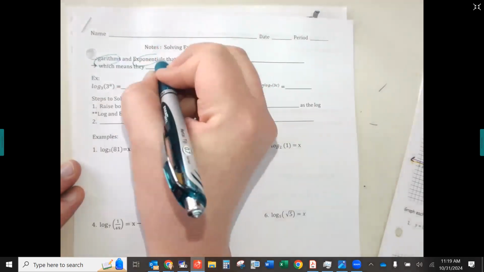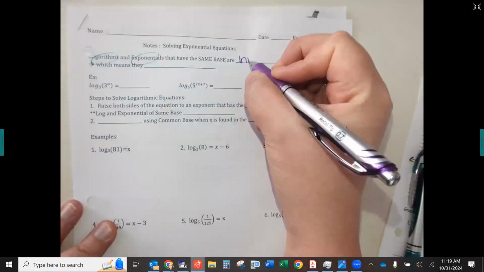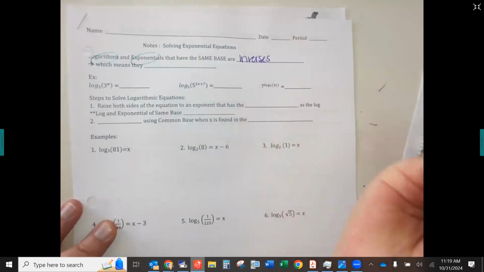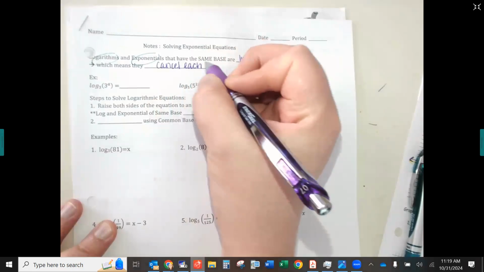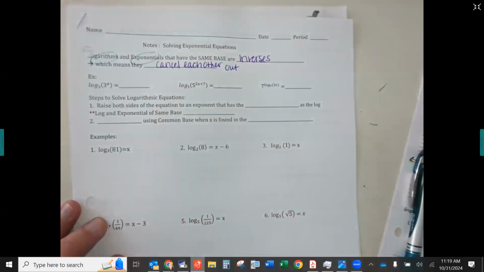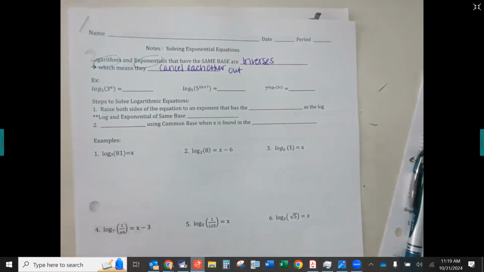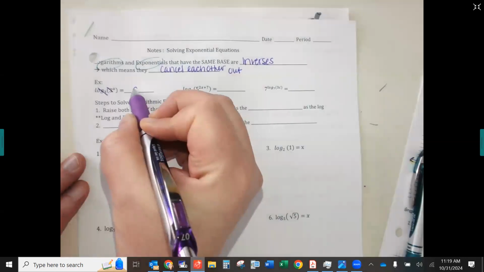That logarithms and exponentials are inverses to each other. And you should know that inverses cancel each other out. What I mean by that is that if you have a log little 3 and a big 3, they cross out and you would just get A.